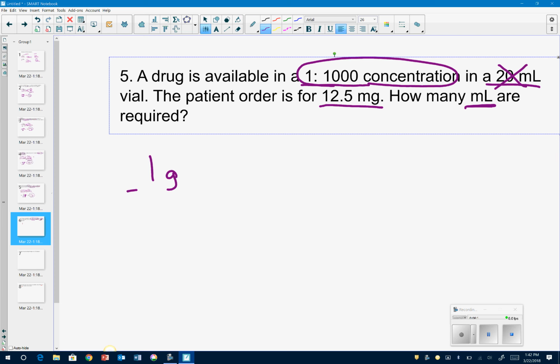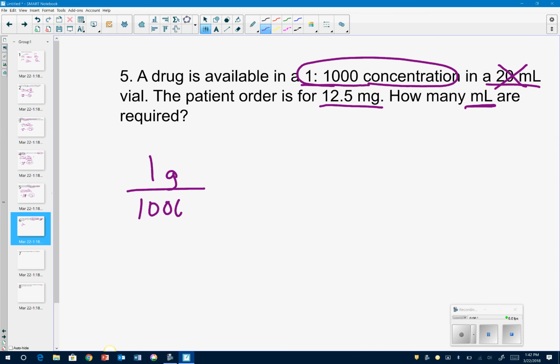So we know we have 1 gram over 1,000 milliliters. And then you have 12.5 milligrams. We'll put our weights together and have X milliliters. Okay, so our units on the bottom are the same. Units on the top are different, but they're both weights. So we want to make this gram milligrams.